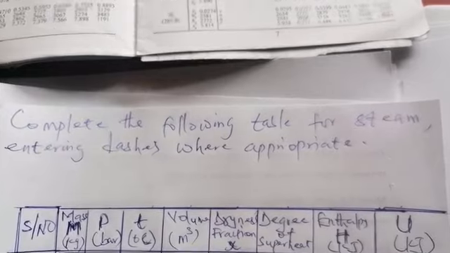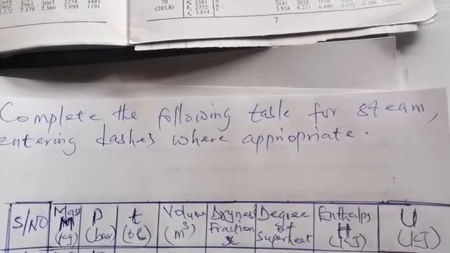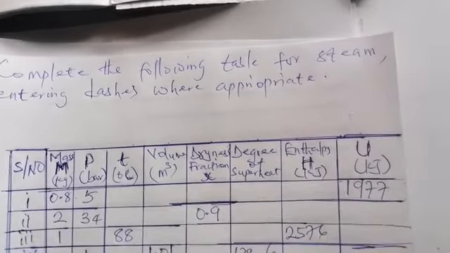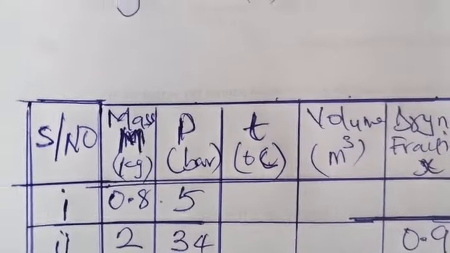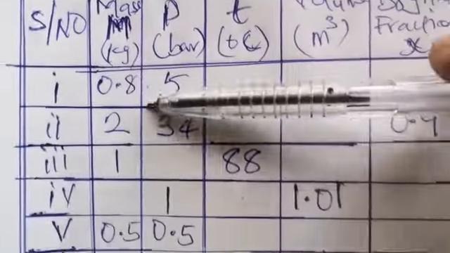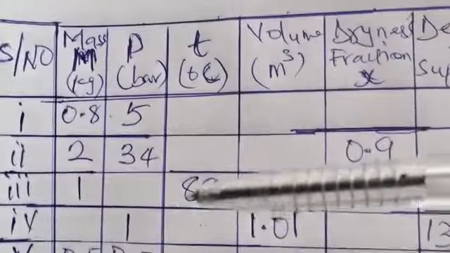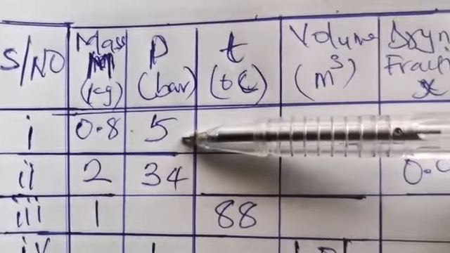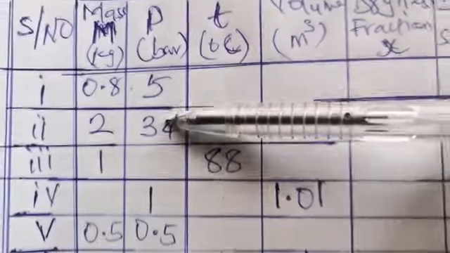So let's say we are given this table and we are asked to complete the following table for steam, entering dashes where appropriate. Okay, so let's examine the table. We have the column for mass. These are different values of mass for each of these tables. Okay, we have the column for pressure in bar. So the first pressure is simply 5 bar. The first mass is given as 0.8. Okay, so these are different.